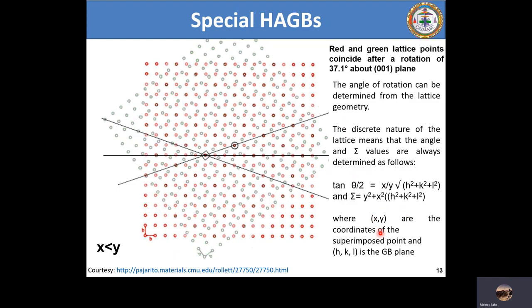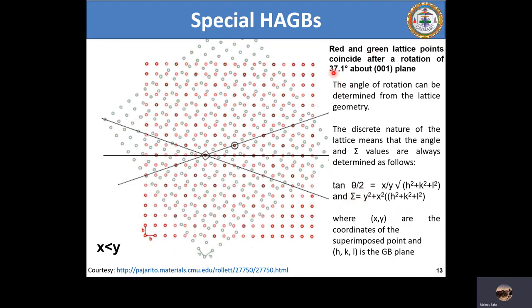Similarly, if we know the value of HKL, it is simple and straightforward. The only thing we have to know is x and y, which are the coordinates of the superimposed point. From there, it is directly possible to obtain the theta value, or the misorientation angle, for a particular sigma boundary. If you put all these values in this equation, there is a theta value of 37.1 by 2, and x upon y into the square root of this, which ultimately leads to 1. So ultimately you'll find that the sigma value is equal to 5 in this case.